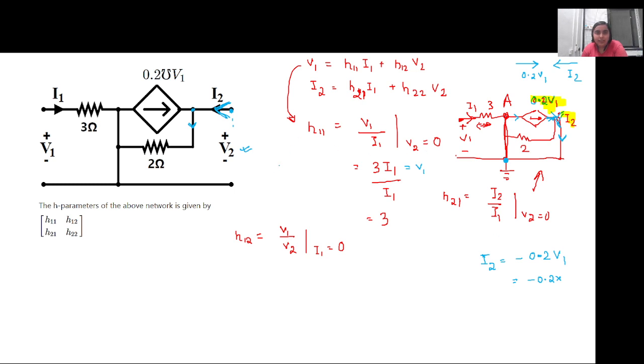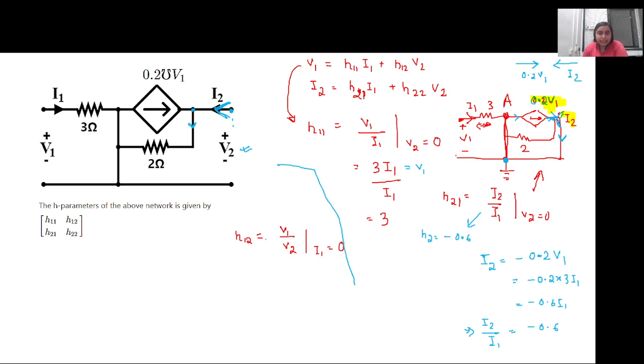This is the same circuit, that is why I am completing the one in which V2 is equal to 0. We have calculated V1 is equal to 3I1. So we'll just put in the value of 3I1. So this is minus 0.6 into I1. So H21 can be written as I2 by I1. If I take I1 to this side, this comes out to be minus 0.6, right? So this value H21 is equal to minus 0.6.